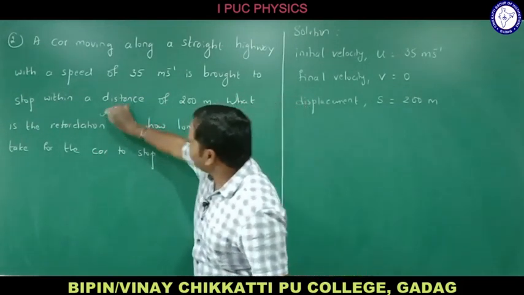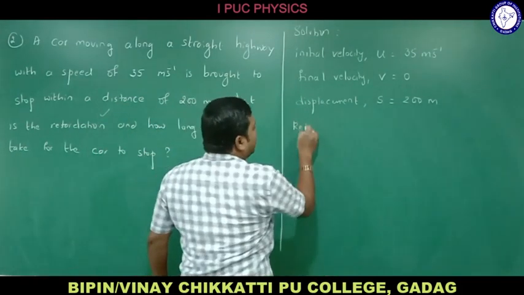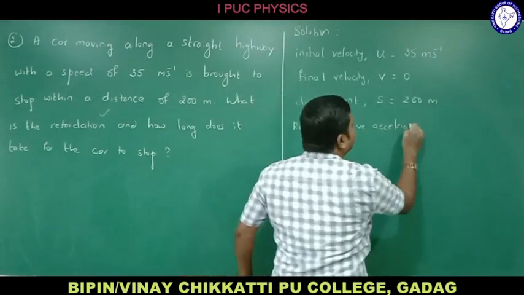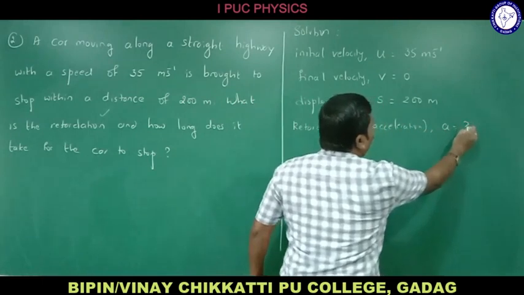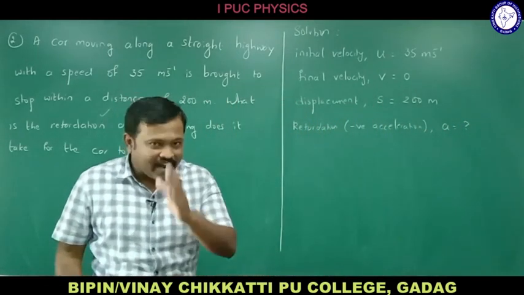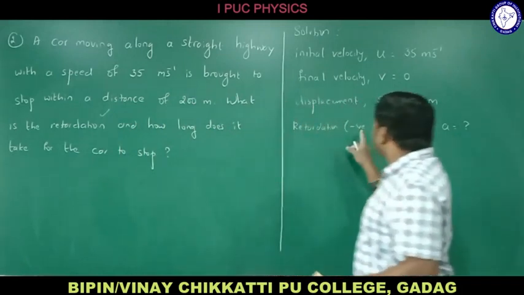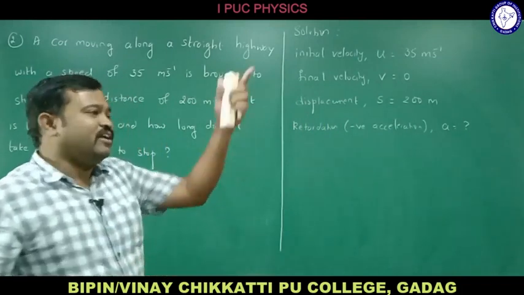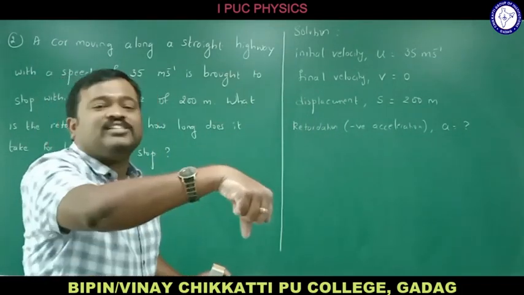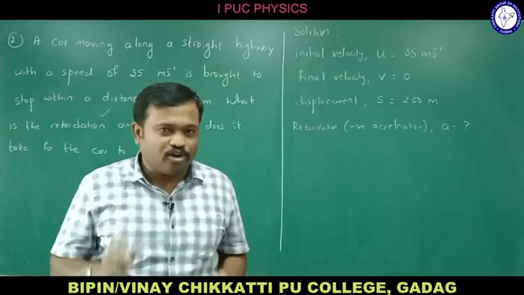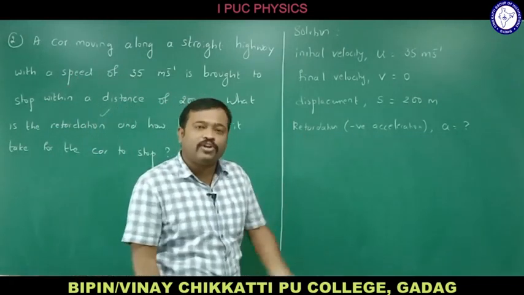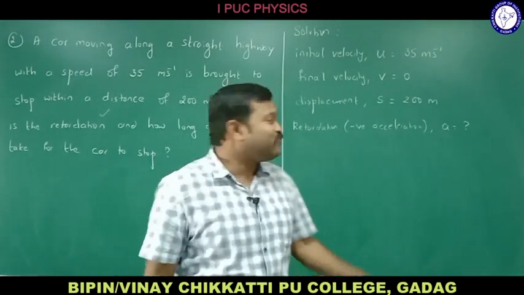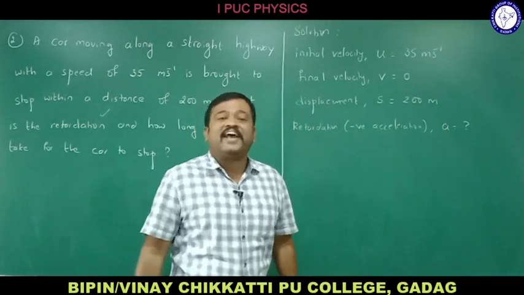First let me calculate retardation. I already told you that retardation is nothing but negative acceleration. Do remember, retardation is a word which is called negative acceleration. If you increase the velocity, we call it simply acceleration. If you decrease the velocity, that acceleration is called retardation. The question is asked, calculate retardation, means you need to calculate acceleration, and definitely that will come in negative. That is why the name retardation.